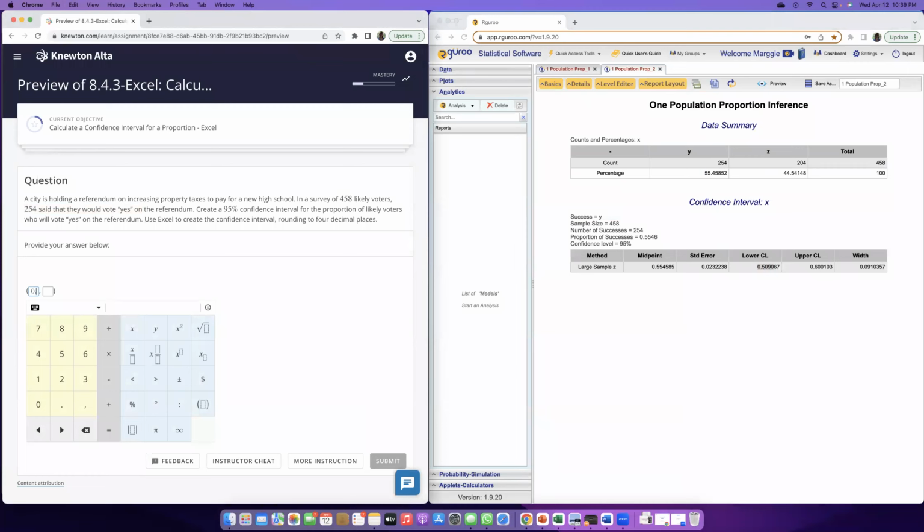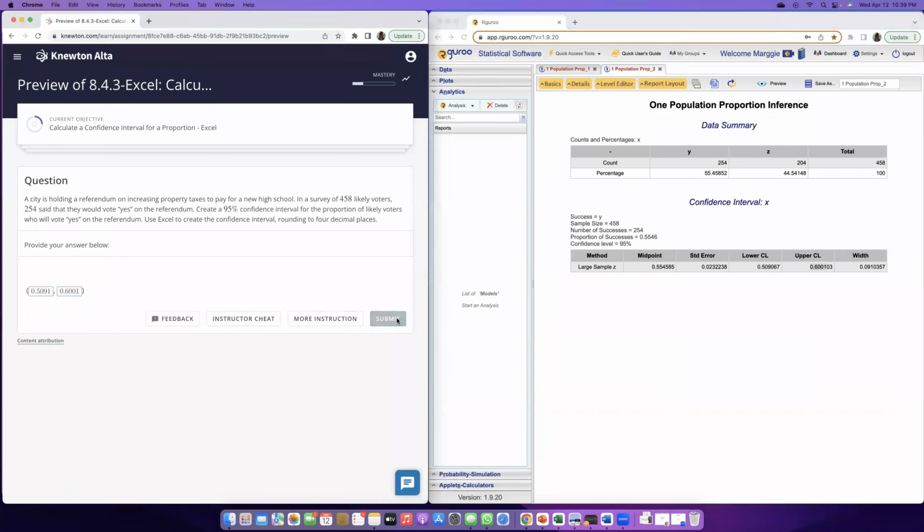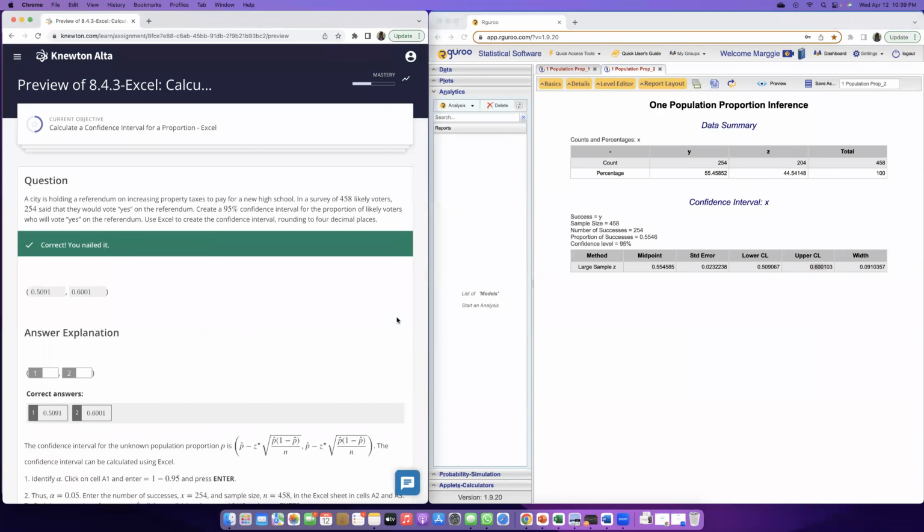It didn't take it. 0.5091. And then the other one is going to be 0.6001. 0.6001, and we don't round because it's a 0 afterwards. So that should be it.